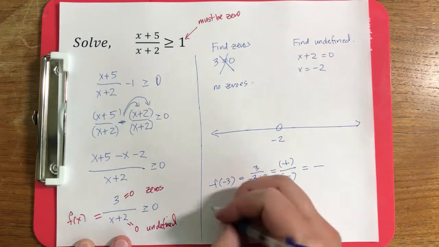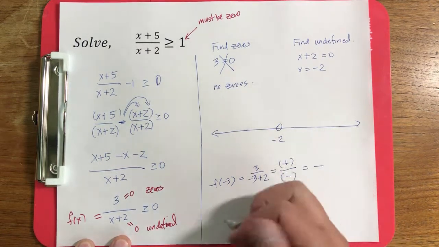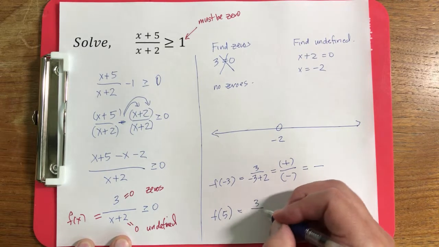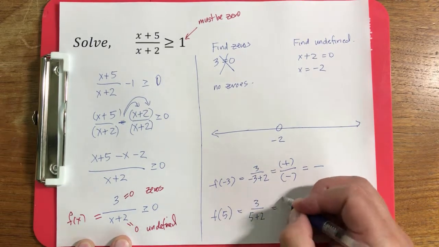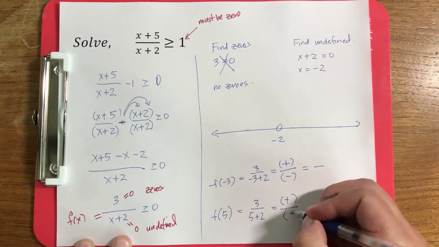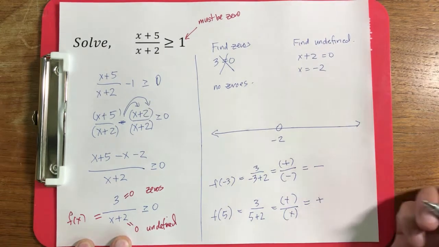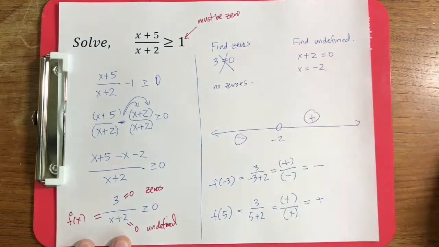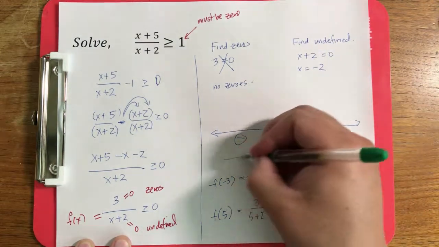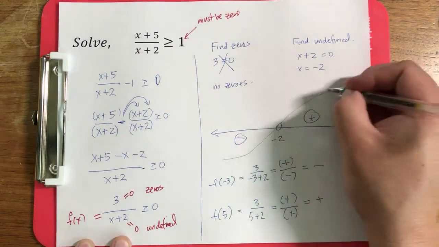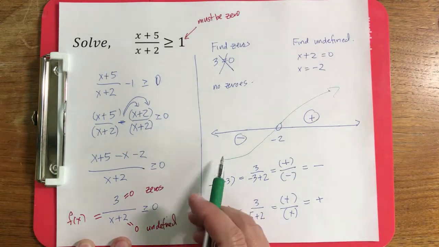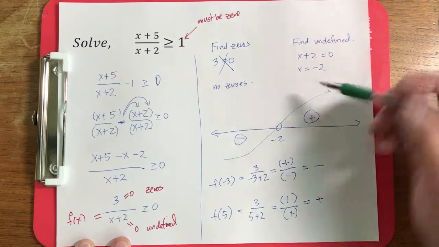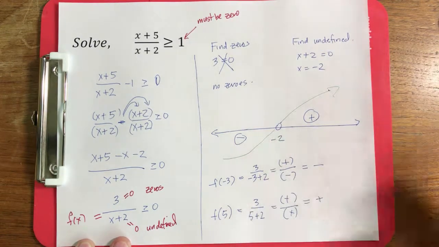And then let's pick a point to the right of negative 2. 3 over 5 plus 2 gives me a positive number divided by a positive number. This is equal to a positive number. So this is negative. This is positive. So my graph looks something like this, right? Spend some time in the negative y area, and then it spends some time in the positive y area, and it never touches that point.